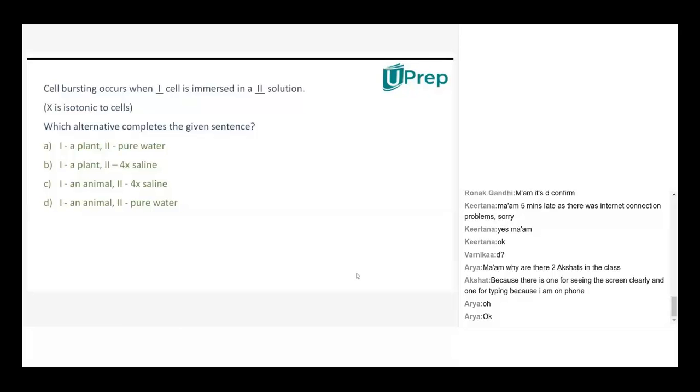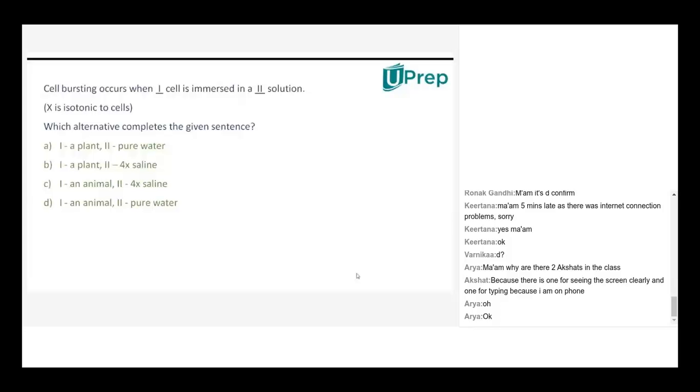Based on the concentration of the solution, we say isotonic for equally concentrated solutions. Saline is the more concentrated solution, like salt water. Pure water is not isotonic to cells. Pure water is hypotonic to cells. Hypo, I'm insisting, hypo stands for low concentration. When the cell bursting term comes, definitely go for animal cell only.